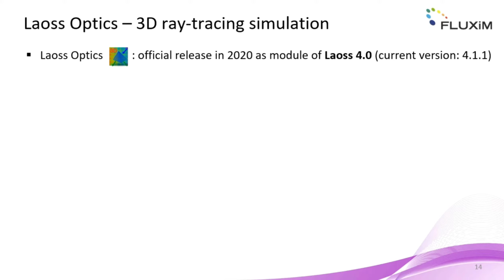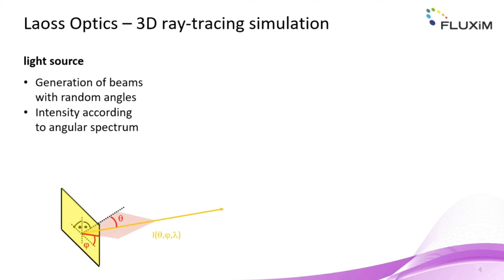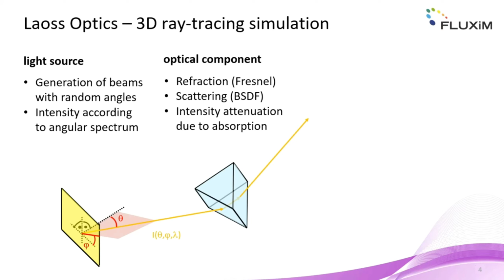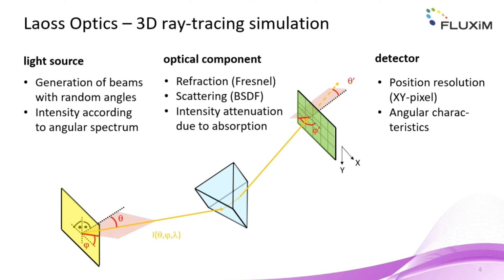In the following, we will show how to perform simulations of curved backlight units using the 3D ray tracing tool Laoss Optics that constitutes the optics module of the large area optoelectronic simulation software Laoss. Laoss Optics describes the propagation of light through optical media in the regime of ray optics via the use of a 3D ray tracing algorithm. The rays are generated at the source with random angles and intensity according to the angular spectrum of the light source. The rays interact with optical components via refraction and scattering, and the intensity is attenuated according to the extinction coefficient and distance traveled in absorbing media. Rays are then detected with spatial and angular resolution.